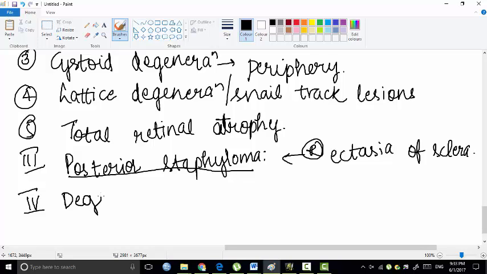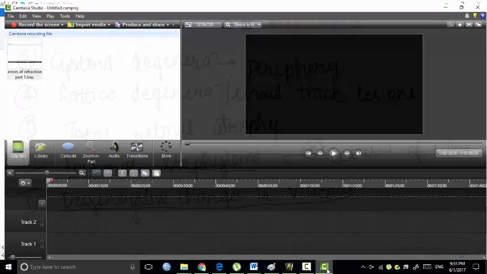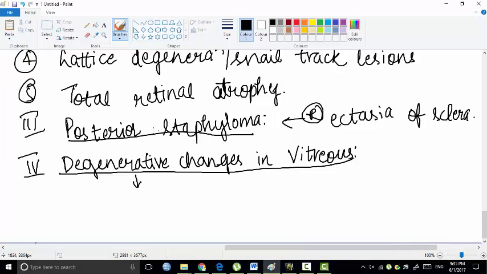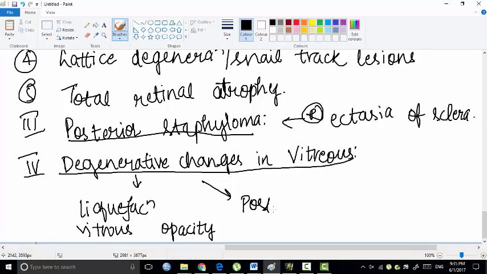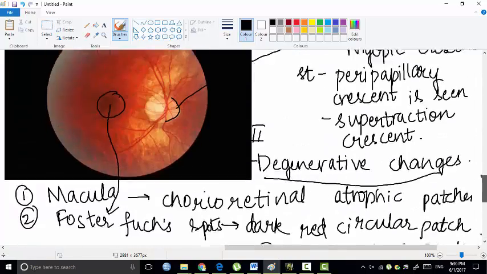There may be degenerative changes in vitreous. So what are those degenerative changes in vitreous? The degenerative changes of vitreous which you can see include liquefaction, vitreous opacity may be seen, and you can also see posterior vitreous detachment. So all these are seen in fundus examination, right?